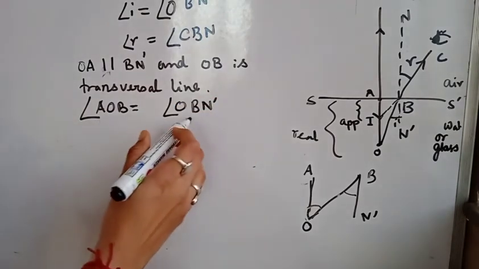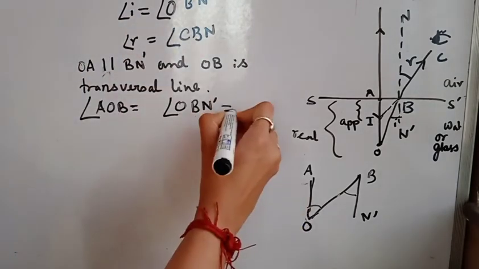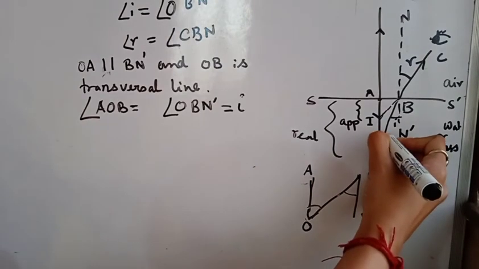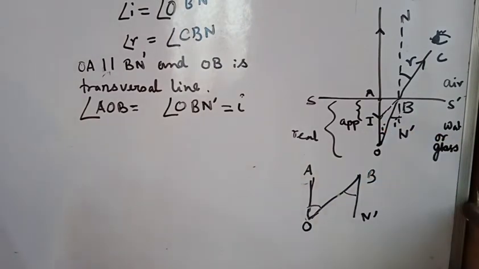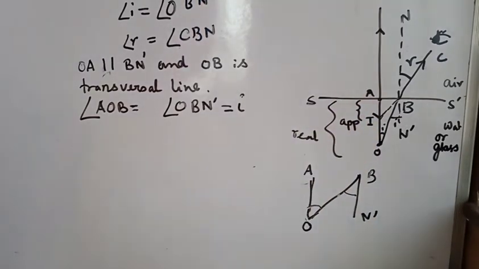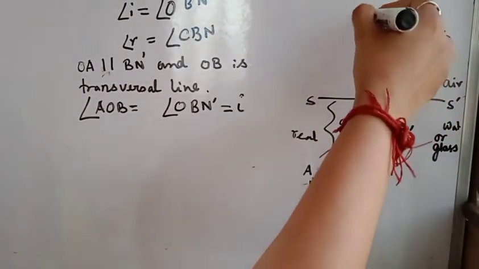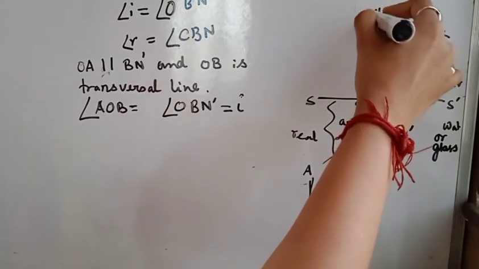So angle OBN prime is angle i. So angle AOB is also i. So this angle is also i, right? Now, similarly for the second case also, to prove that the angle of refraction is equal, we are taking that i is this i, and A. So this line IA, we can write it as A prime also.